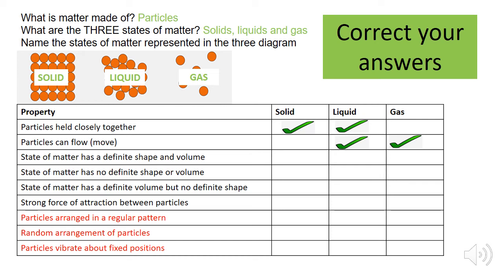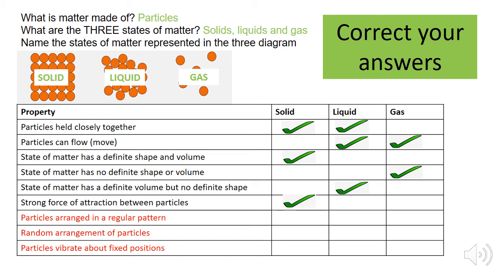Right, a state of matter that has a definite shape and volume, so a fixed shape and volume, is a solid. A state of matter that has no definite shape or volume is a gas. And a state of matter that has a definite volume but no definite shape is a liquid. Right, there are strong forces of attraction between particles in a solid.